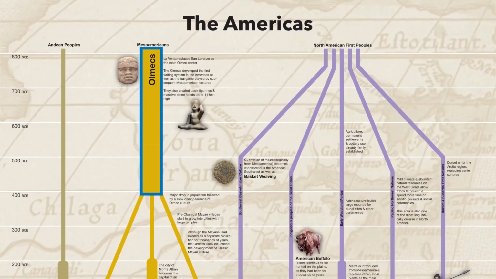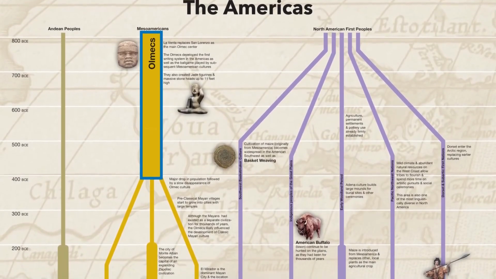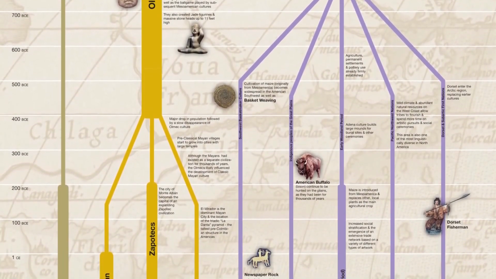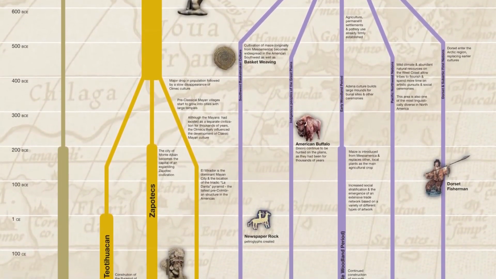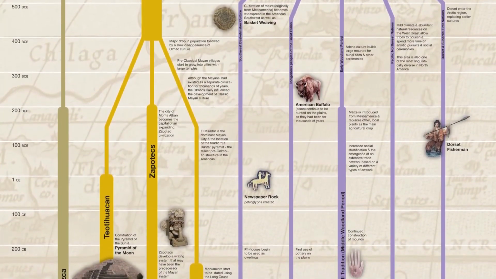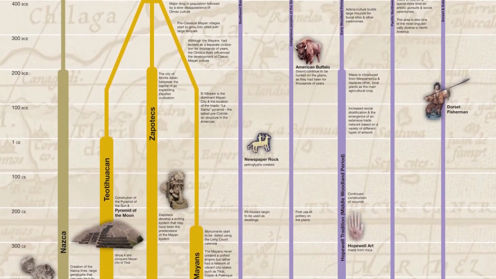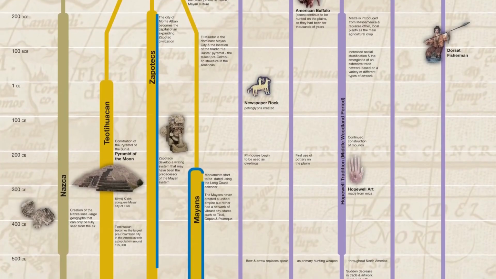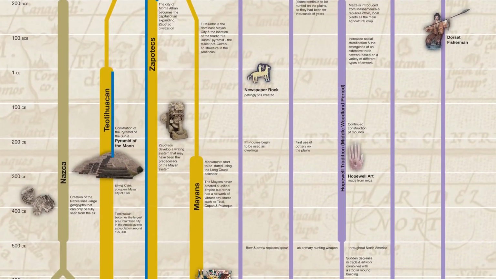But for some reason, there was a major drop in the Olmec population around the year 400 BCE. After that, the Olmec civilization went into decline and would eventually be replaced by several new civilizations, including the Mayans, the Zapotecs, and the people of Teotihuacan.